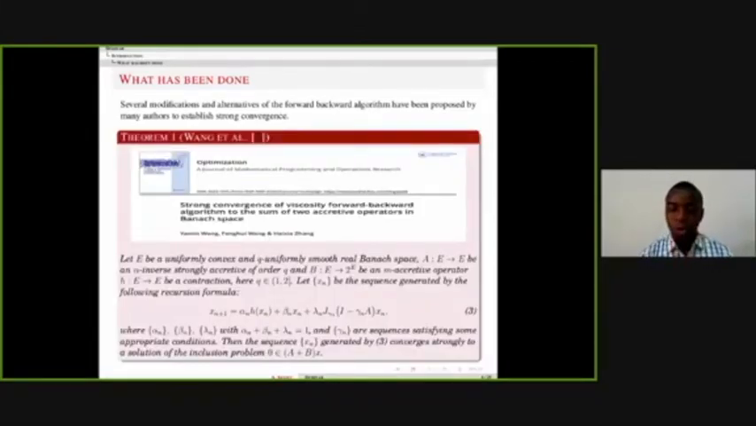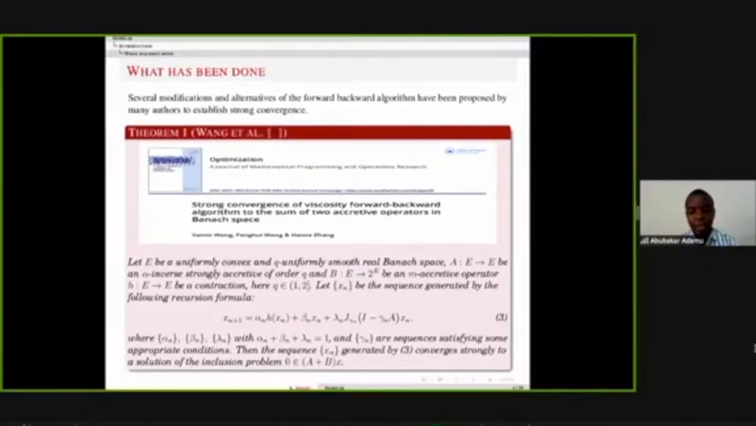In 2019, Wang et al. gave a comprehensive literature review on the modifications and alternatives of the forward-backward algorithm that give strong convergence. Then they introduced and studied the viscosity-type forward-backward algorithm (3) in Banach spaces that are uniformly convex and q-uniformly smooth, under the assumption that the operator A is alpha inverse strongly accretive of order q, B is m-accretive, and the control parameters alpha_n, beta_n, lambda_n, and gamma_n satisfy some appropriate conditions. Wang et al. proved that the sequence xn generated by algorithm (3) converges strongly to a solution of the inclusion problem (1).